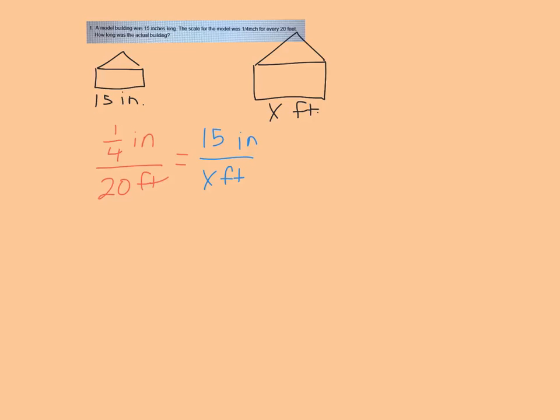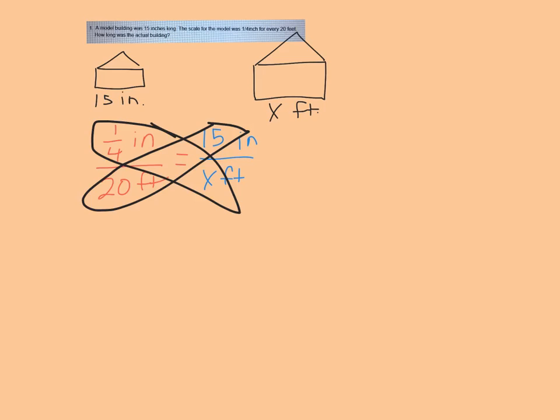All right, so now I'm going to multiply 20 times 15 and 1/4 times x. So 1/4 times x is just 1/4 x, and that equals 20 times 15. Well, if I cover up the 0, 2 times 15 is 30. Then I'm going to add a 0, so 20 times 15 would be 300. So now I've got to get x all alone.